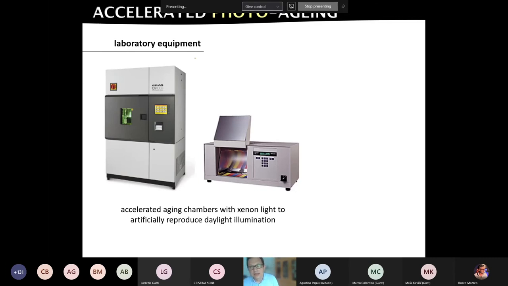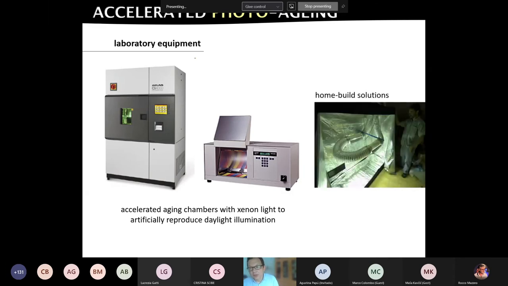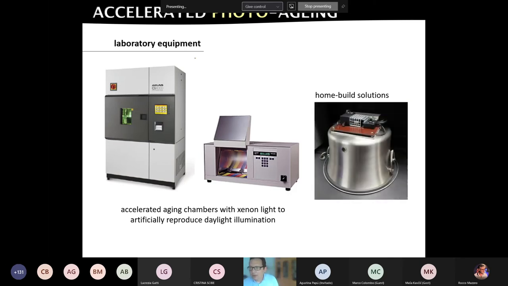Still, the amount of light is not enough to really speed up the processes as much as we would like. And so there are commercial products to perform such aging experiments, but people often resort to some arrangement they built in the laboratories, as you can see here or here. This photo, I took it at the Library of Congress, at the laboratories there, and they used some kitchen appliances and a UV lamp to illuminate objects.